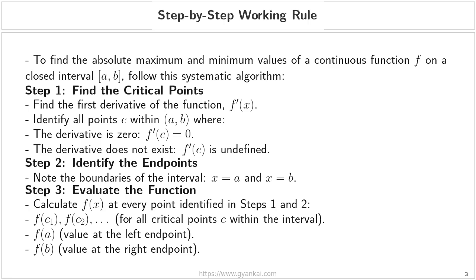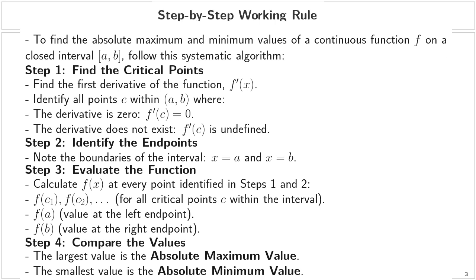Step 3 is to evaluate the function. In this stage, we calculate the value of the original function, f of x, at every point we identified in the first two steps. This means we find the function values for all critical points, such as f of c1 and f of c2, as well as the values at the left endpoint, f of A, and the right endpoint, f of B.